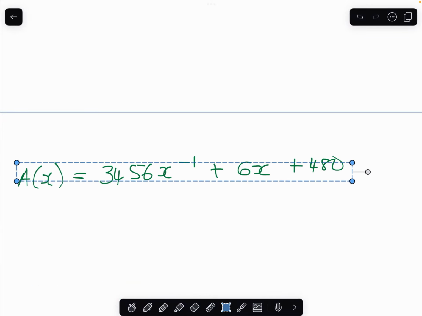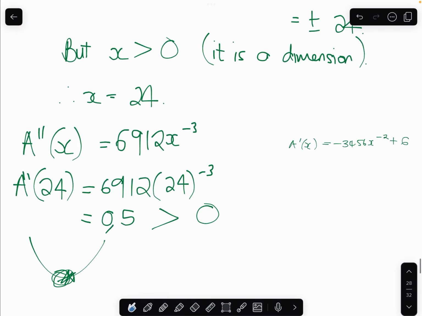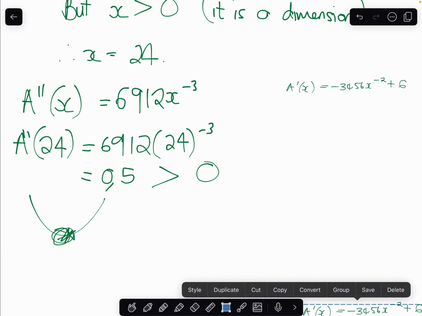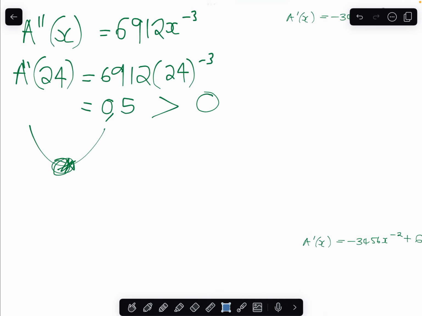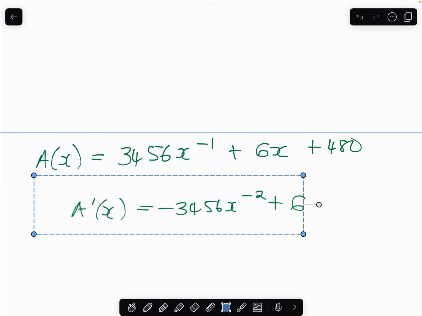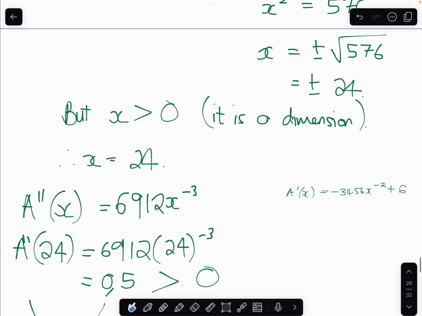So we are trying to sketch the graph of A of x, right? And let me just get our derivatives so that we don't have to keep working them out. And then our second derivative.